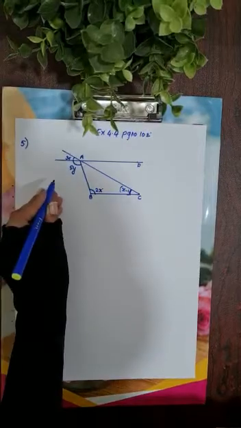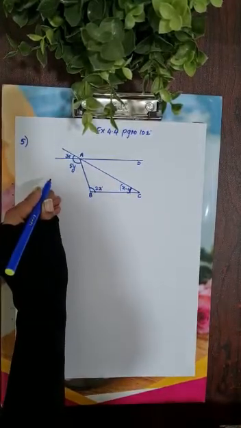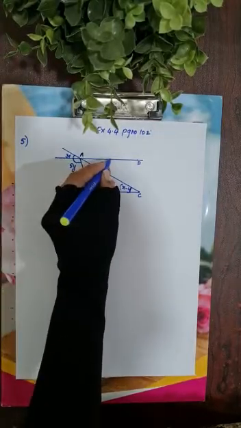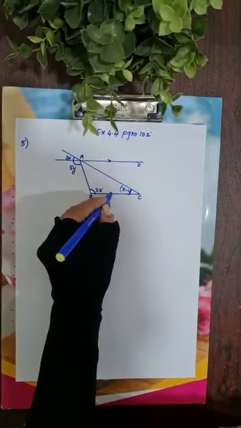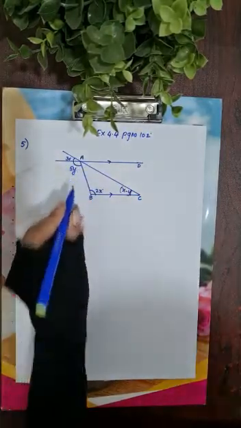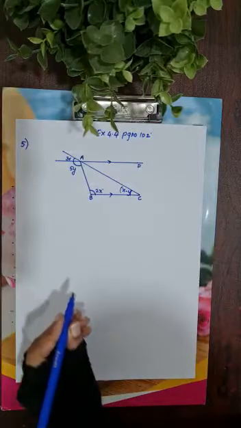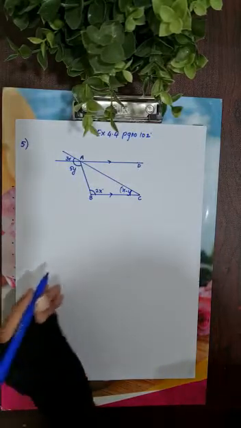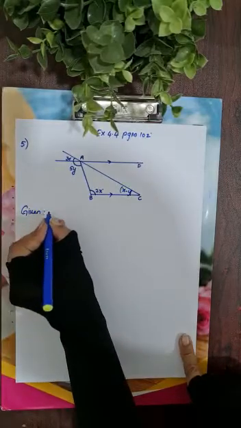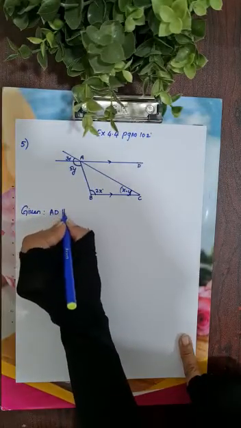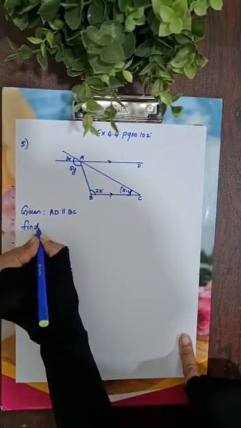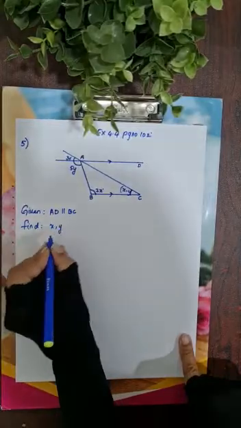Find the values of x and y for which the lines AD and BC become parallel. These two lines, if they are parallel, then we have to find the value of x and y. Okay, so first let us start by writing what is given to us. It is given that AD is parallel to BC, and we have to find the value of x and y.